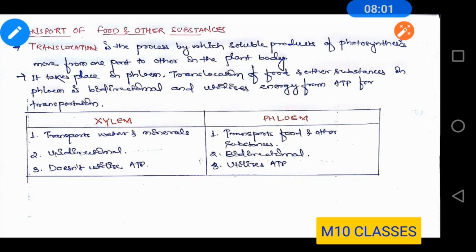Now what is the difference in transportation by the help of xylem and phloem? Now see here, transportation of water and minerals takes place in xylem, but in phloem transportation of food and other substances takes place. In xylem the flow is unidirectional, but in phloem it is bidirectional. Xylem doesn't utilize ATP, so it takes the help of physical processes like transpiration and osmosis. But in case of phloem, it utilizes ATP to get energy for the transportation.